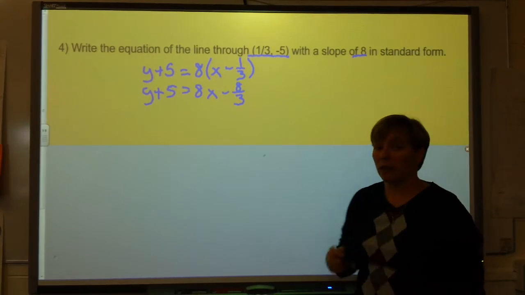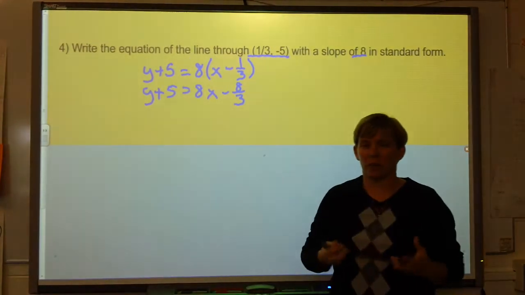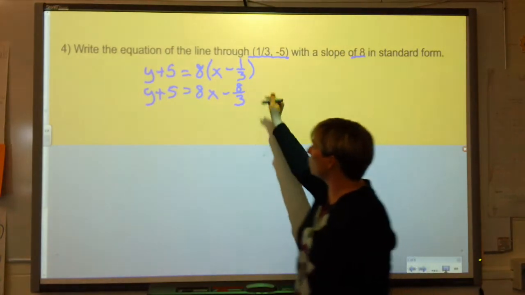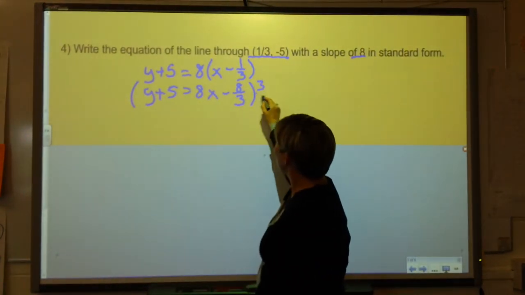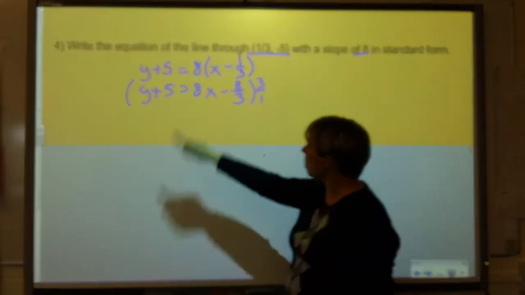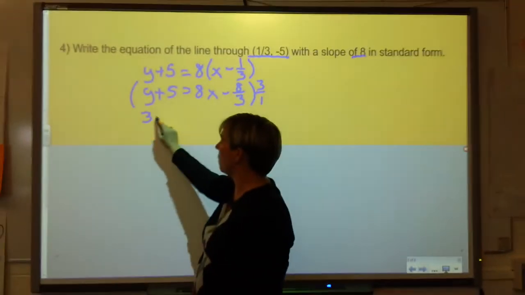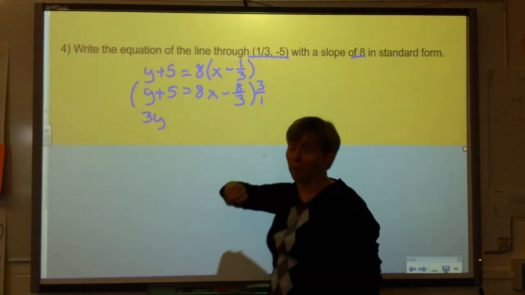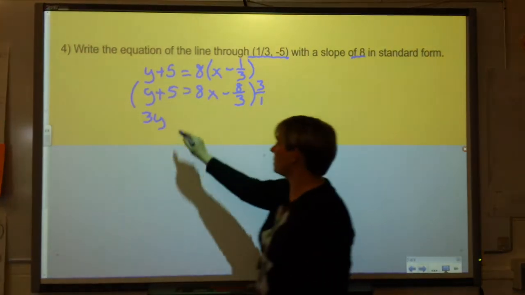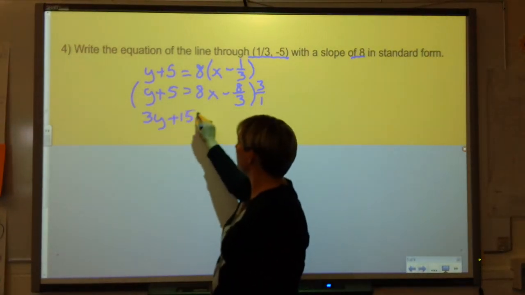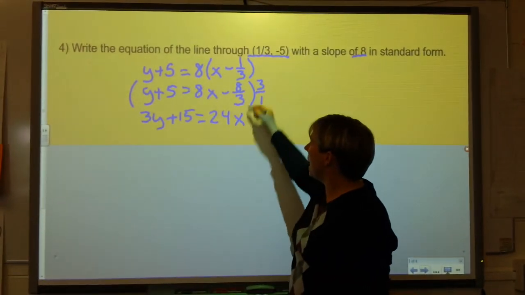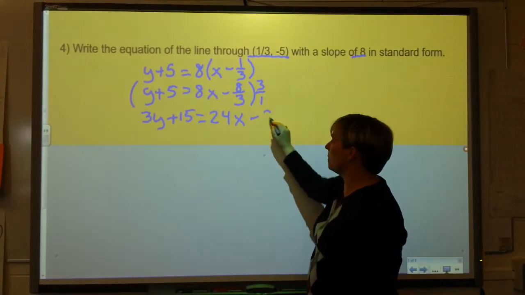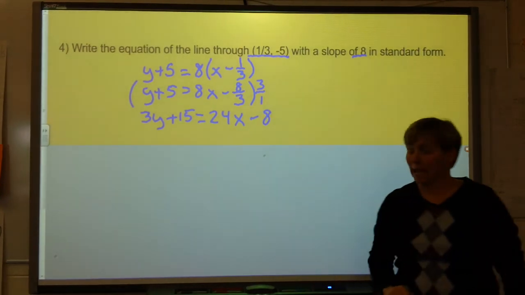Remember, we also said that a, b, and c are integers. I don't want to leave any weird fractions in there, so I am going to go ahead and multiply everybody by 3 over 1. Y times 3 over 1 would give me 3y. I have to multiply that 5 by 3 as well, so that's going to give me plus 15. 8 times 3 gives me 24x, and then 8/3 times 3 is going to give me minus 8.